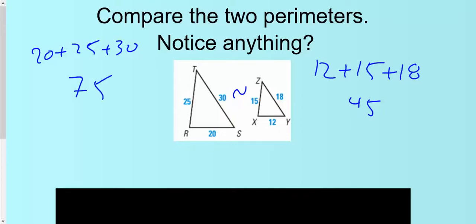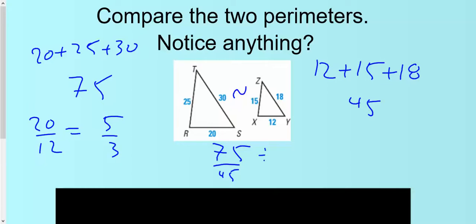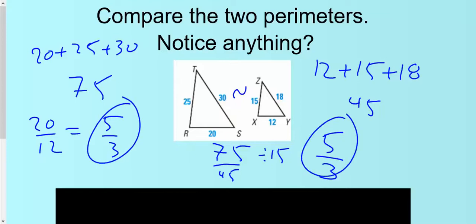Okay, so if I reduce 20 over 12, I could divide by 4 there, and that's going to give me 5/3. If I reduce by 15 here, so divide by 15 on both of them, I get 5/3. It works. Okay, good. Glad I didn't do my math wrong there. They both are the same. And that's significant. That works for all.